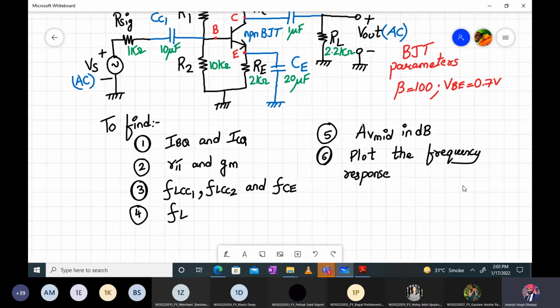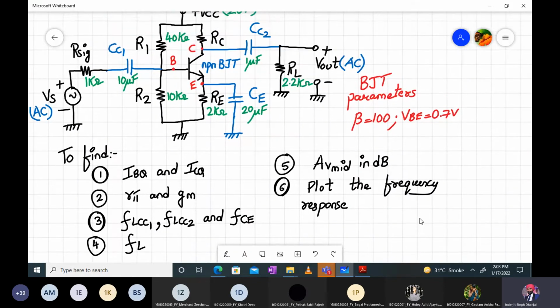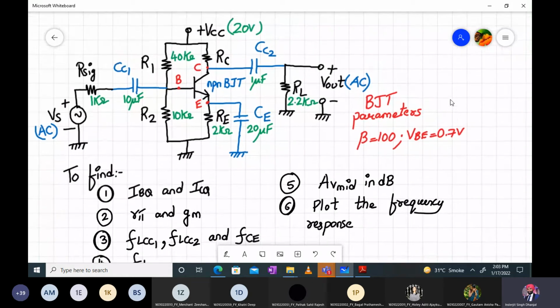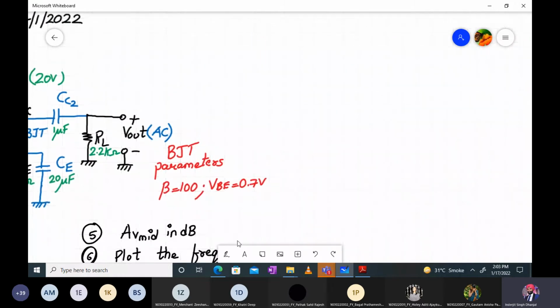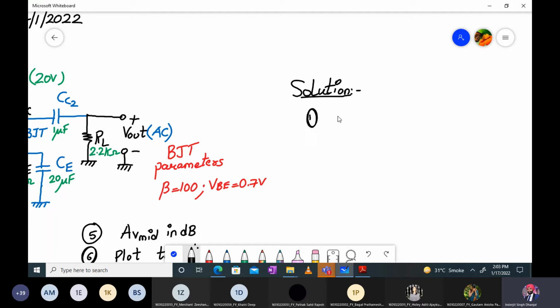Okay, so let us start by solving this, right? We have been given all the parameters and all the information, right? So how do we solve it? Let us start over here. Solution. Step number 1 over here is DC analysis, right? So the first step is DC analysis. By now you know the voltage divider network.